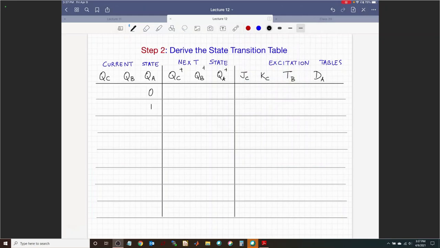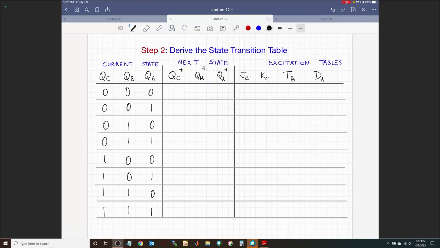0, 1, 0, 1, 0, 1, 0, 1. 2 zeros, 2 ones, 2 zeros, 2 ones. The current state of the flip-flops can be any one of the 8 states of the flip-flops. That's the current state.